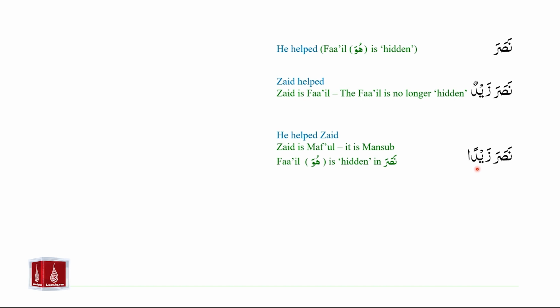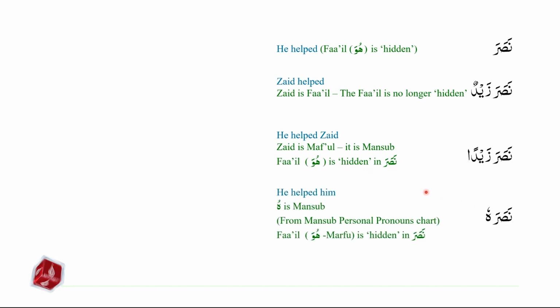Nasara Zaidan. In this case, Zaidan is mansoob. He helped Zaid. Nasara, he helped, and Zaid is the recipient of the action. Zaidan is maf'ul because it is mansoob. Fa'il huwa is hidden in nasara.